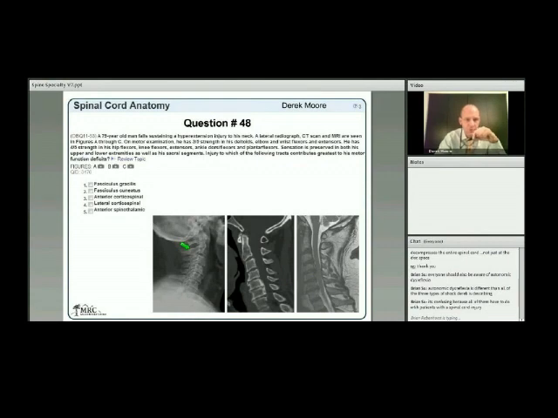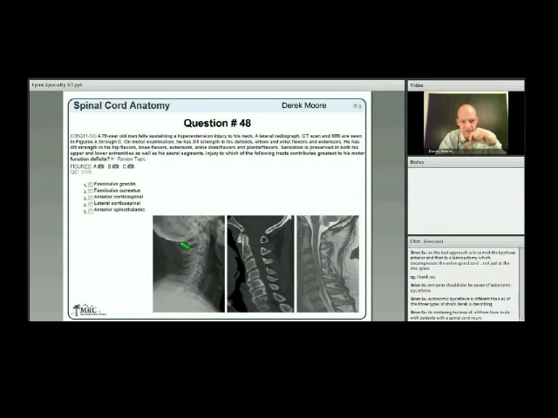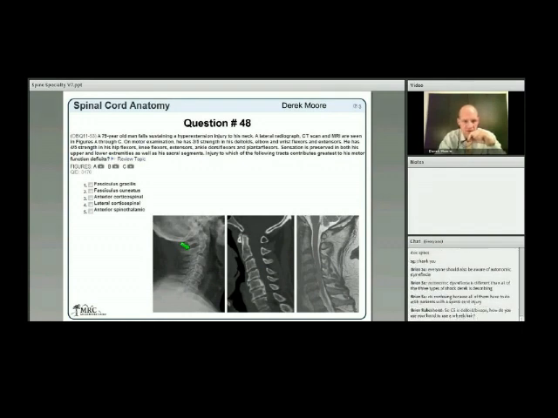Next question, a 79-year-old male falls sustaining a hyperextension injury to his neck. A lateral radiograph, CT scan, and MRI are shown in figures A through C. On motor exam, he has 3 out of 5 strength in his deltoid, elbows, and wrist flexors and extensors. So he has 3 out of 5 strength in his upper extremities. He has 4 out of 5 strength in his hip flexors, knee extensors, and ankle dorsiflexors and plantar flexors. So he has greater weakness in his upper extremities than his lower extremities. Sensation is preserved in both his upper and lower extremities. Injury to which of the following tracts contributes greatest to his motor functional deficits?